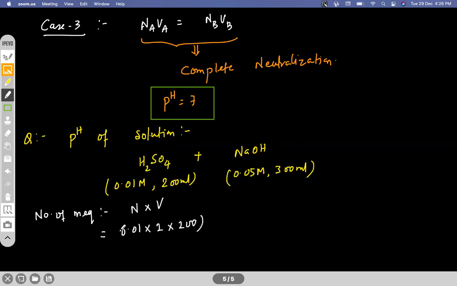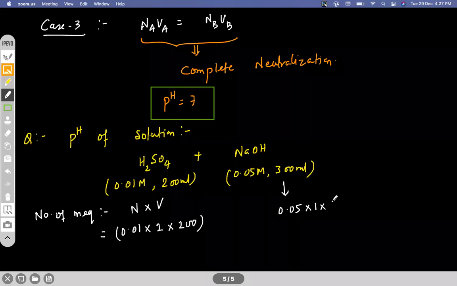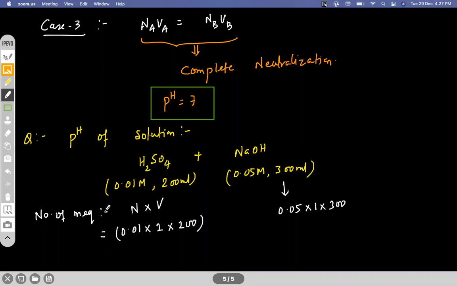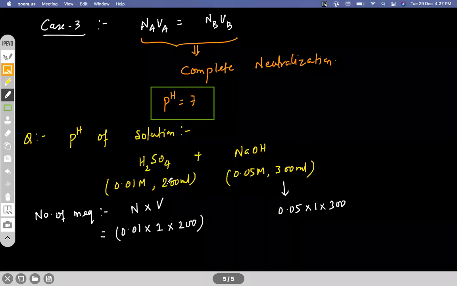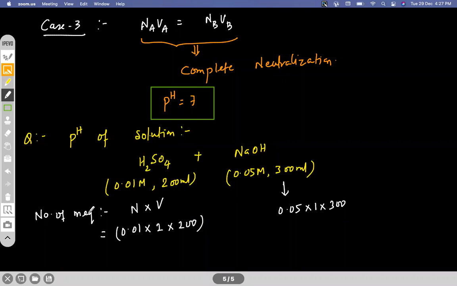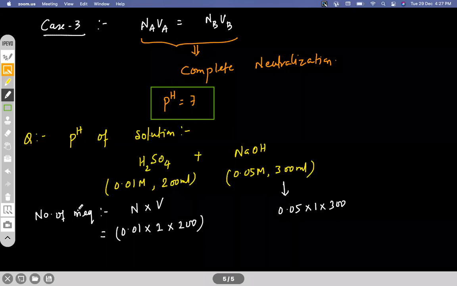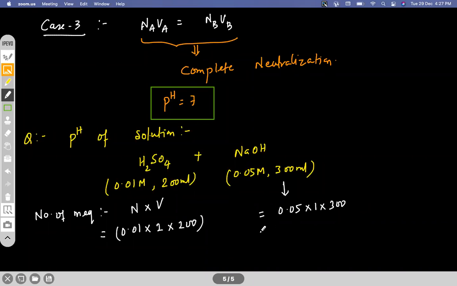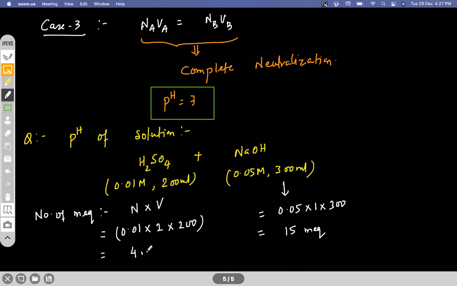So this is the number of milli equivalents of acid. Number of milli equivalents of base would be its molarity into n factor, which is 1 only for NaOH, into 300. I am writing milli equivalent here because volume is in ml, right? If you don't write milli equivalent, the answer won't change, but technically, number of equivalent we cannot write here. That would be wrong. This is the milli equivalent of base. If you solve this, you'll get 15 here. 15 milli equivalents of base we have. If you solve this, you'll get 4 milli equivalents of acid.